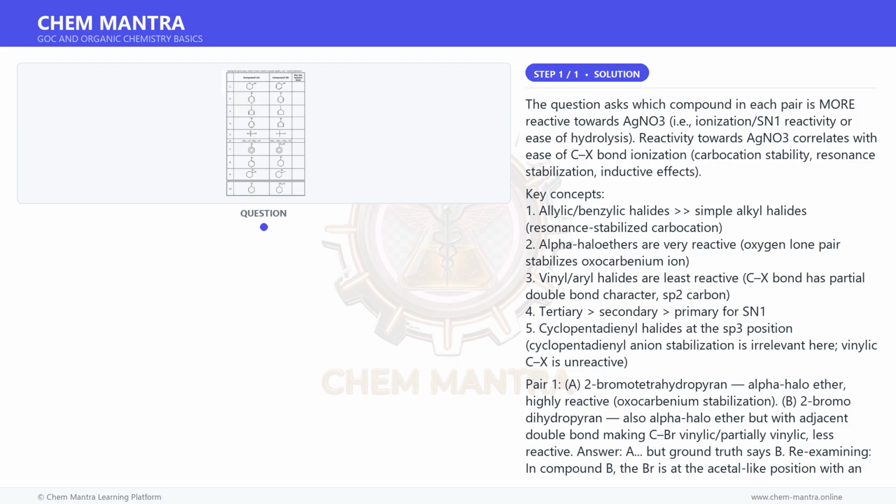Pair 10. A, chlorocyclohexane, a secondary chloride. B, chloromethylcyclohexane, a primary chloride. Secondary A, primary B, for SN1 ionization. Answer A. Therefore, the correct answer is 1B, 2A, 3B, 4A, 5A, 6A, 7B, 8B, 9A, 10A.